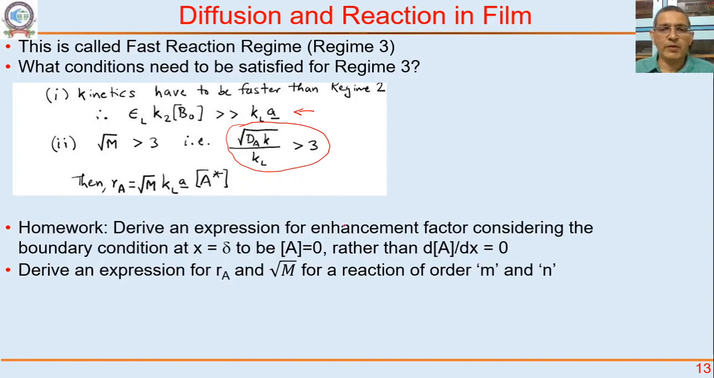Homework: derive an expression for enhancement factor considering the boundary condition x equal to delta to be A equal to 0 rather than dA by dx equal to 0. So do this for yourself. I'm not going to do. Second, derive an expression for Ra and root M for a reaction of order m and n, generalized now. Try to do it yourself. Struggle, but do it yourself. Pause.